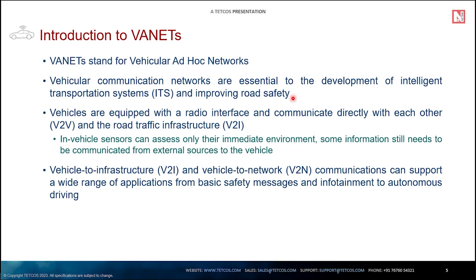The major components of a VANET include onboard units (OBUs), which are vehicles fitted with radio interface, and road side units or RSUs, which are typically installed along the roadside or in specific positions such as near intersections and parking lots. RSUs are required because even though the in-vehicle sensors can access the immediate environment, some information still needs to be communicated from external sources.